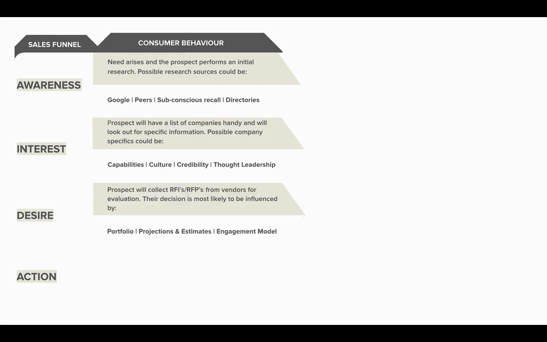Desire. Now this is where the prospect will collect RFPs, RFIs from vendors for evaluation. So the decision is most likely to be influenced by the company portfolio, your product or service portfolio, the projections and estimates that you give, and also the engagement model. How have you wanted to associate with the client? Whether that's going to be a full-time, dedicated resource for the client, or a retainer model. So there are many factors out there.